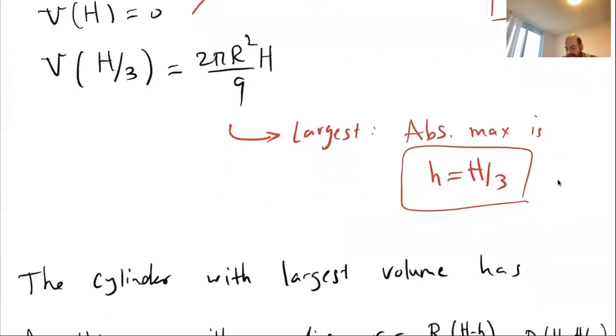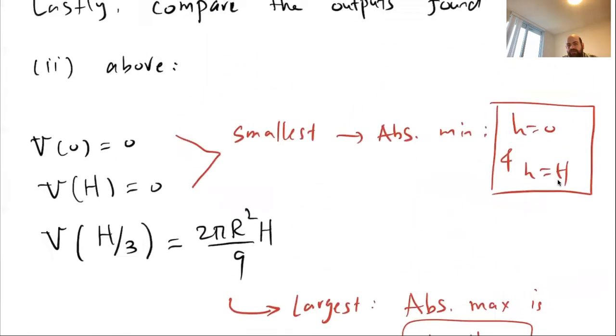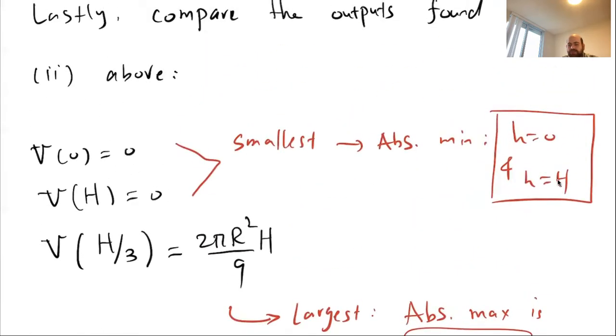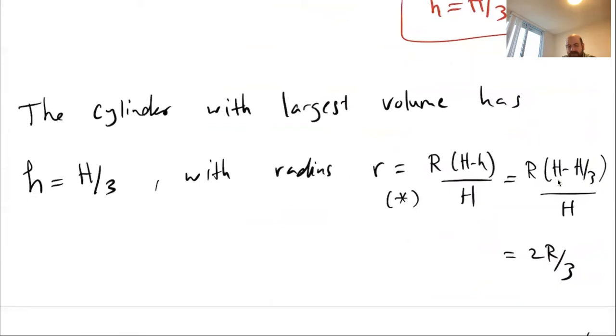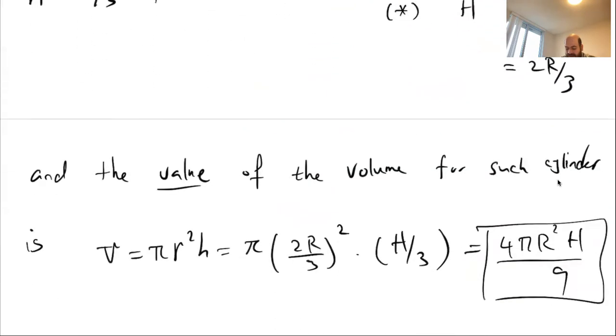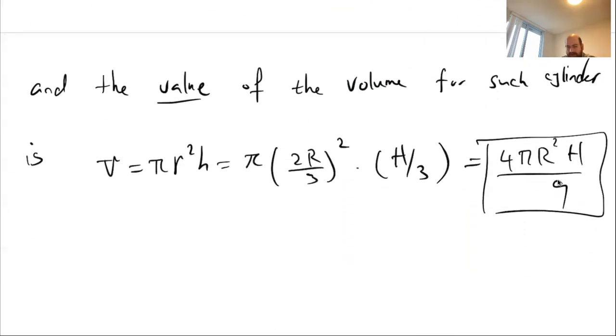And the absolute max for small h is capital H over 3. Absolute min is small h equals 0 or small h equals capital H. Absolute min was not asked here, only absolute max was asked. So we found the height and radius of the largest cylinder inscribed, and also the value for the volume of such a cylinder. Once we have small r and small h, we can easily find it, just pi r squared h, and we found the volume.